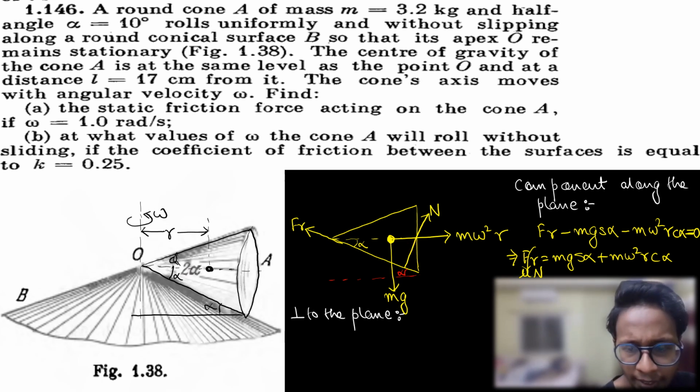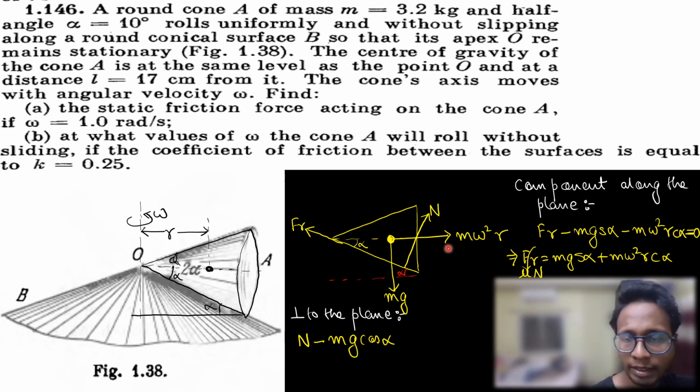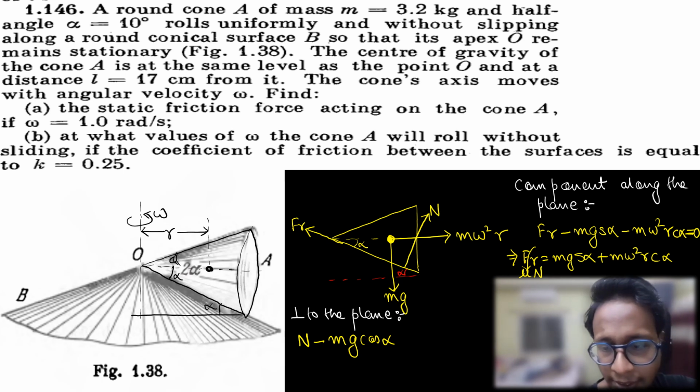N minus, what is the component of mg along the perpendicular? If this is mg sin alpha, along the perpendicular it would be mg cos alpha. So minus mg cos alpha. What is the component of m omega square r along the perpendicular? If this direction is cos alpha, along the perpendicular it would be sin alpha. So plus m omega square r sin alpha.